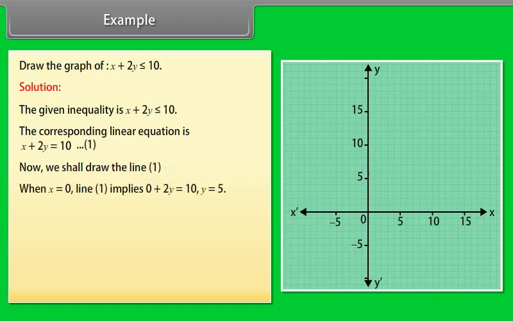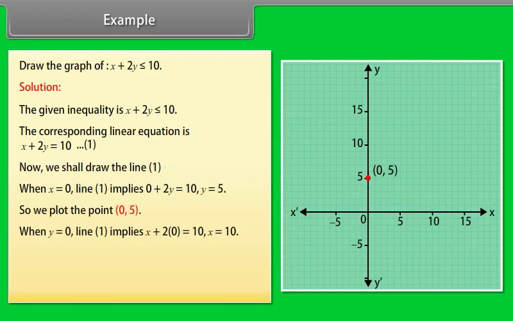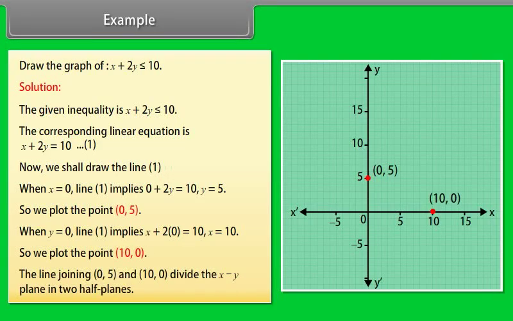When x is equal to 0, line 1 implies 0 plus 2y is equal to 10, so y is equal to 5. So we plot the point (0, 5). When y is equal to 0, line 1 implies x plus 2 into 0 is equal to 10, so x is equal to 10. So we plot the point (10, 0). The line joining (0, 5) and (10, 0) divides the xy plane into 2 half planes.